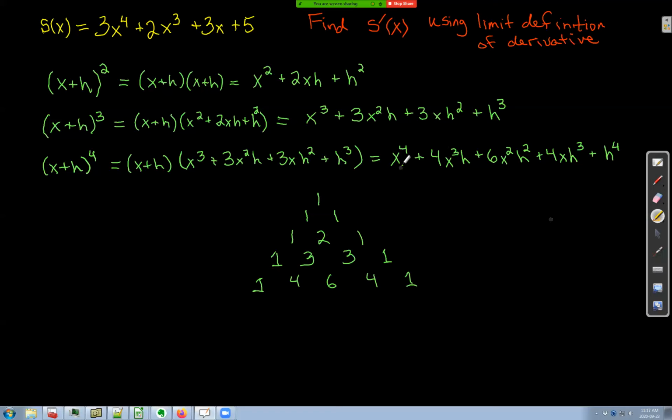Okay, so the point is, we're going to need to know this, and we're going to need to know this when we do the problem. So hopefully you have those written down in your notes. We need to know that x plus h to the fourth is equal to this terrible thing, and x plus h to the third is equal to this slightly less terrible thing. We're going to need to know that, but I hope you understand why that's true now, and now we can actually start answering the question.